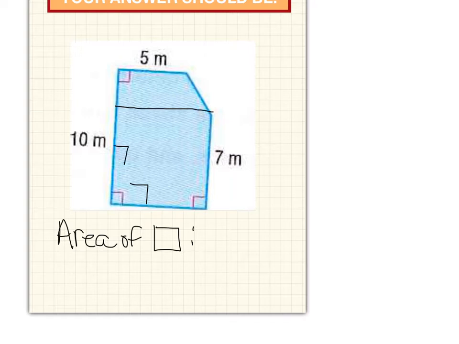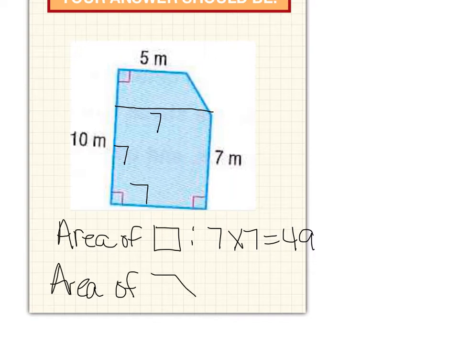If we drew a line like this, we try to fill in the missing pieces first. This is obviously 7. It's a square. They have right angles. 7 times 7 equals 49. The area of the trapezoid, which is the other figure, is a little bit harder, right? It's 1/2 times the height times base 1 plus base 2.